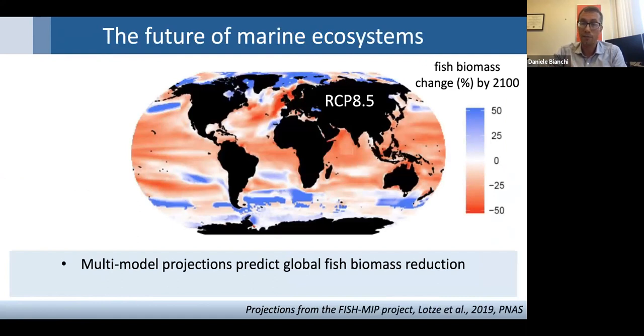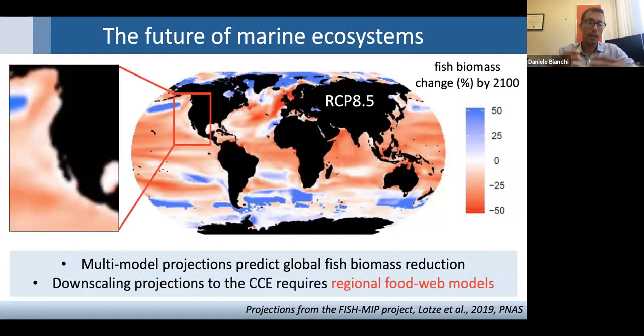a future projection of the fish biomass change by the end of the century for a high emission scenario, RCP 8.5. It's from the Fish-MIP project that has just been published in PNAS. Everywhere you see red colors, these multi-model projections that are based on very different models that are forced with the IPCC climate projection, wherever you see red colors, the model projects a decline in fish biomass. On average, it's about 15%. But really, again, if we zoom in at the regional scale, models disagree with each other and projections are very uncertain.